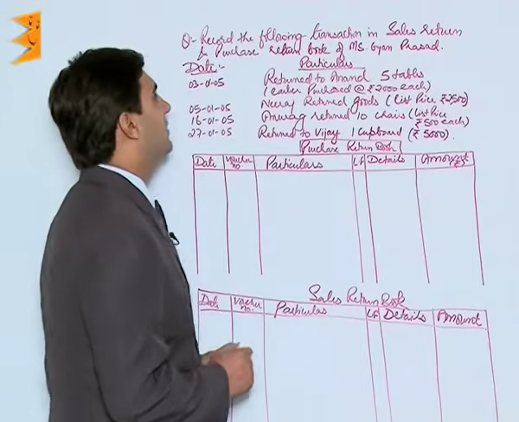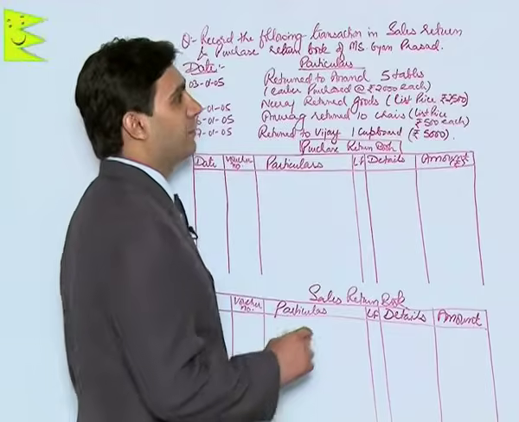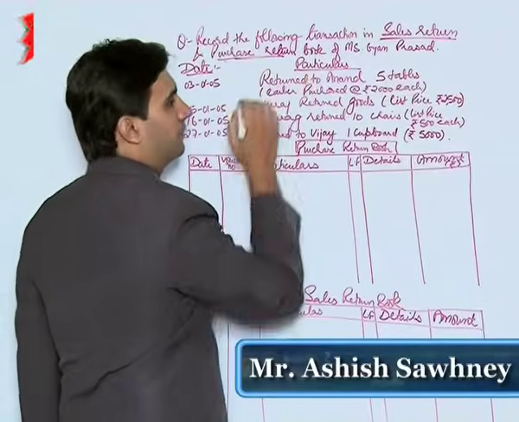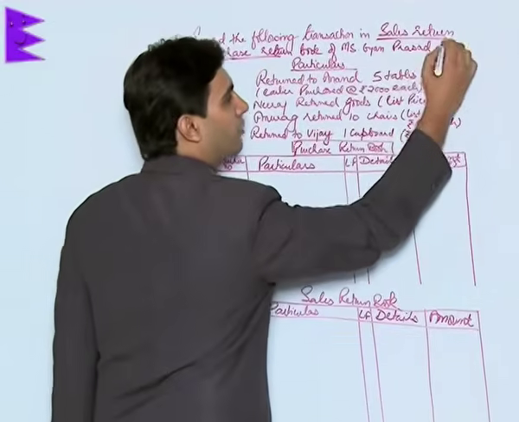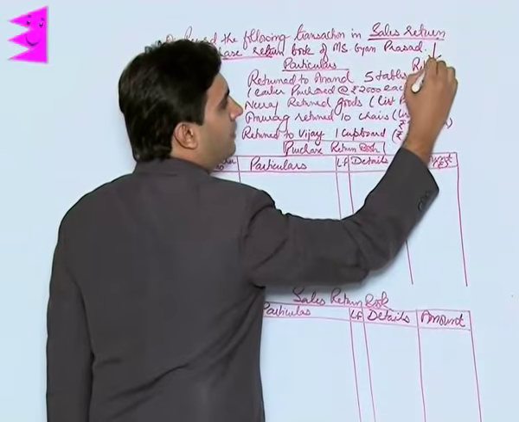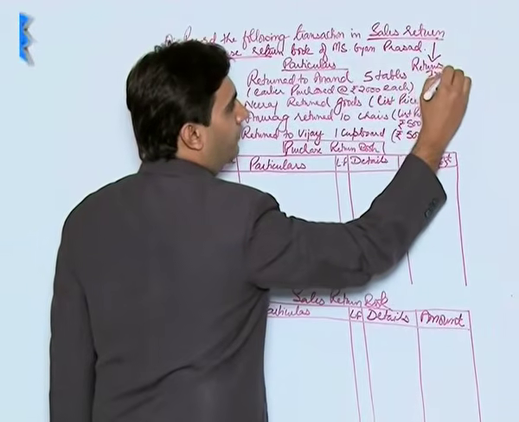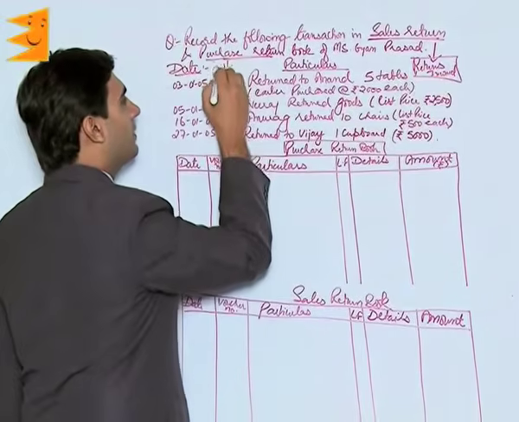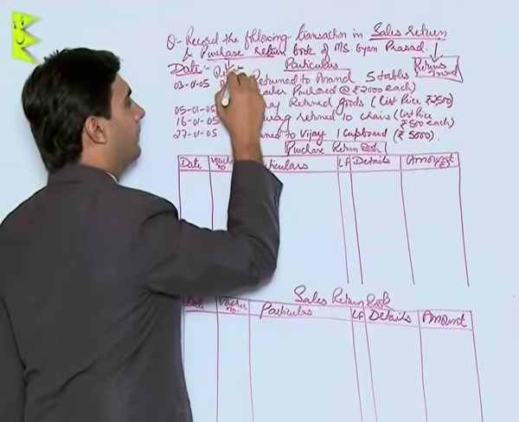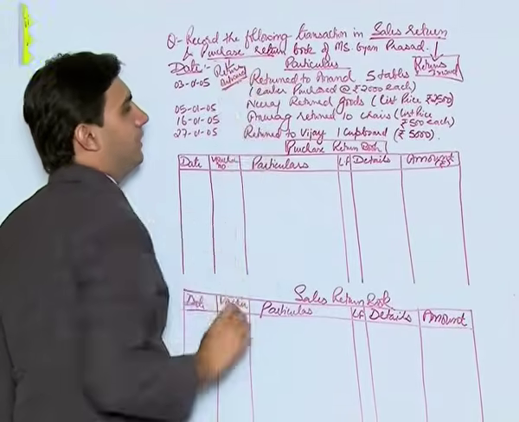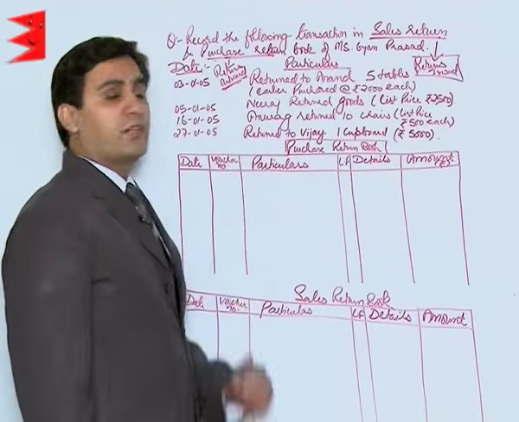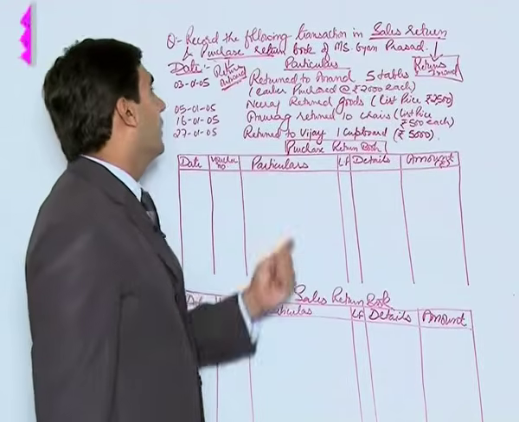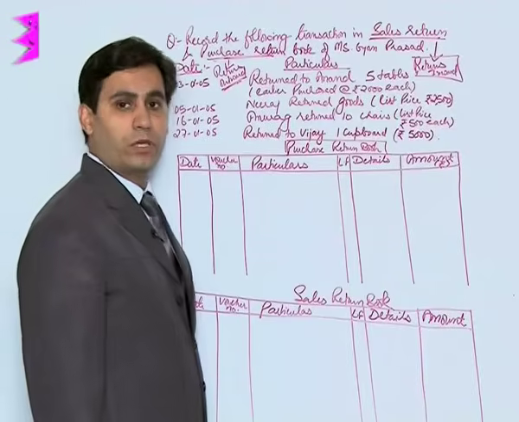Record the following transactions in the sales return and the purchase return book of Mrs. Gyan Prasad. Now here we have to record sales return and purchase return. Now remember students, sales return is sometimes also referred to as returns inward and purchase return is sometimes also referred to as returns outward. So now students, let us try and record these transactions in return inwards, that is the sales return book, and purchase return, that is the returns outward book.